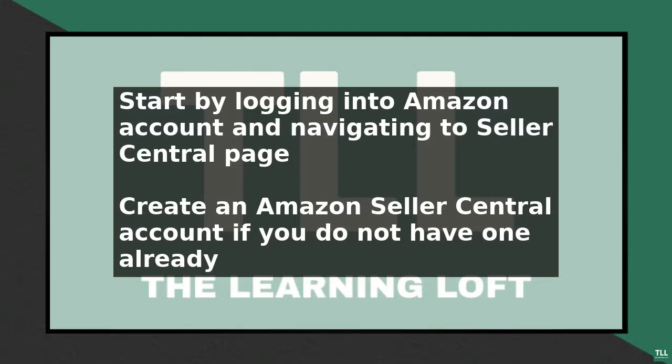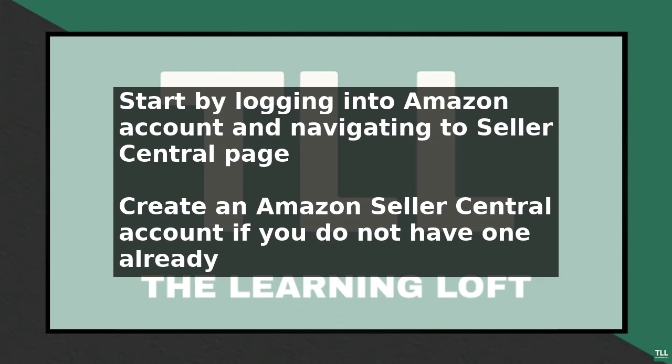To apply for Pay by Invoice on Amazon, start by logging into your Amazon account and navigating to the Amazon Seller Central page. If you do not have an Amazon Seller Central account, you will need to create one. Once you are logged in, click on the Settings icon and select Account Information. Scroll down to the Payment Options section and click on the Edit button next to Payment Method.